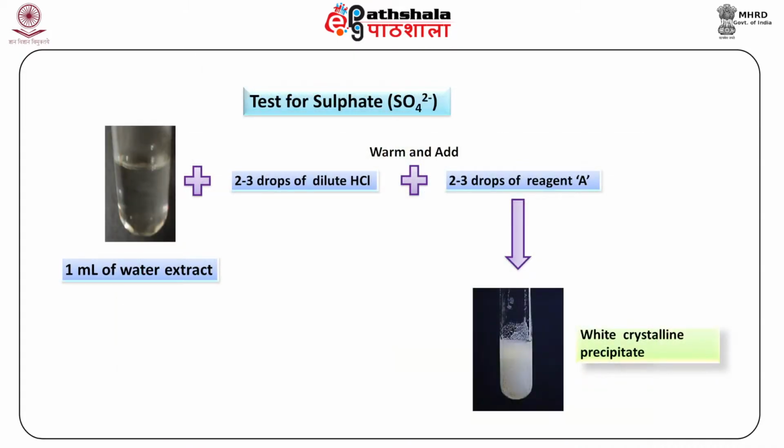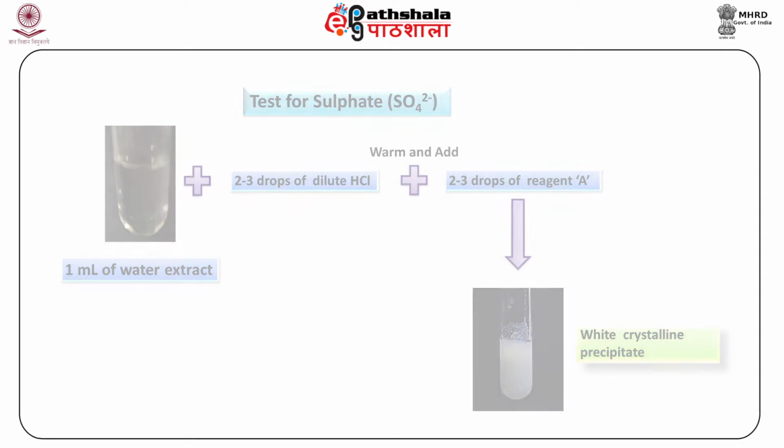The test is carried out by taking 1 ml of extract in a clean test tube and then adding 2 to 3 drops of dilute hydrochloric acid to it. The test tube is then placed in a water bath at 100 degrees Celsius for 5 minutes and 2 to 3 drops of reagent A is added to it. Formation of a white crystalline precipitate indicates the presence of sulphate ion.